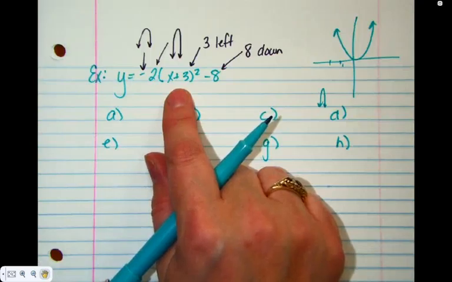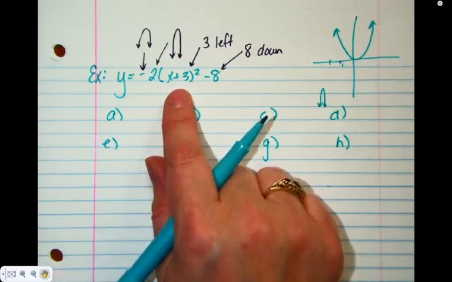I'm going to say this half as many times. When finding the vertex from the equation, take the number in brackets, change the sign. Take the number outside the brackets, leave it alone. Take the number inside the brackets and change the sign. Take the number outside the brackets and leave it alone.